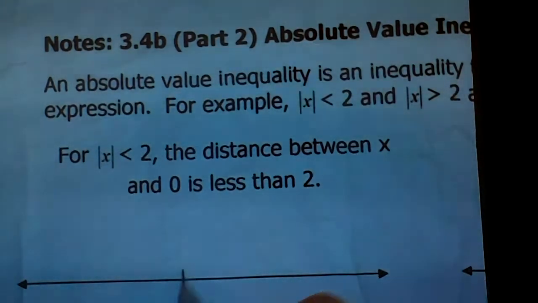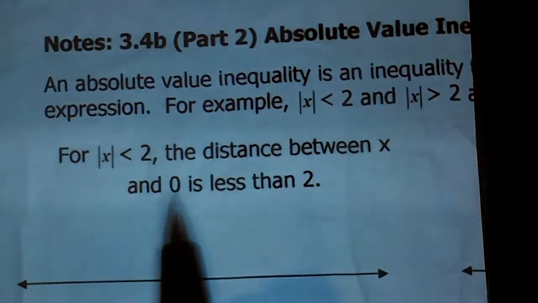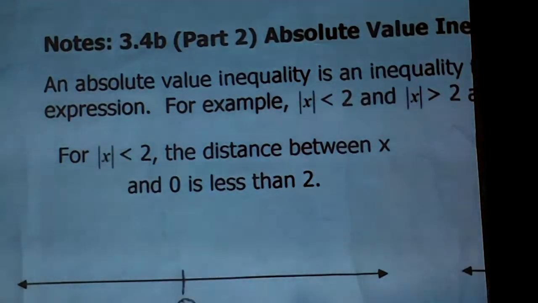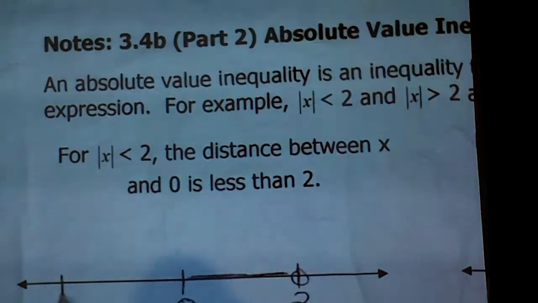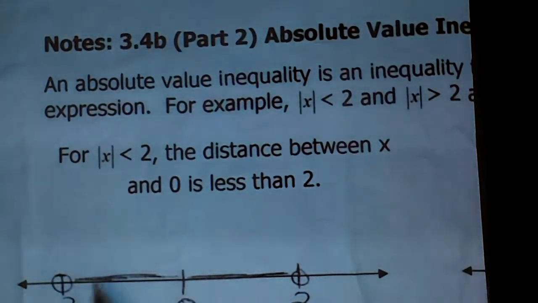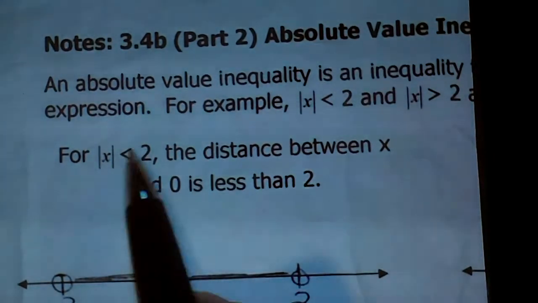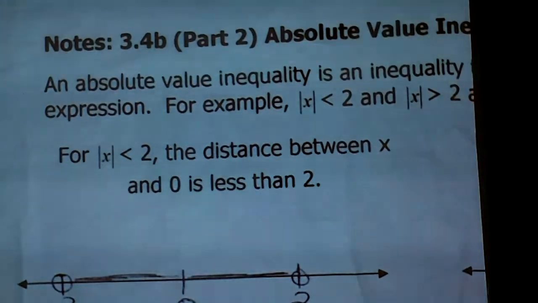So think about it this way. Here's 0. If the distance between x and 0 is supposed to be less than 2, that means that I could graph from here to here. From here to here, this would be not 2, but all the values less than 2. But isn't negative 2 also 2 away? And this section here would represent values that are also a distance of less than 2 away. So if you see a less than, it's actually going to end up looking like an and. So the graph of this would be x is greater than negative 2 and x is less than 2.